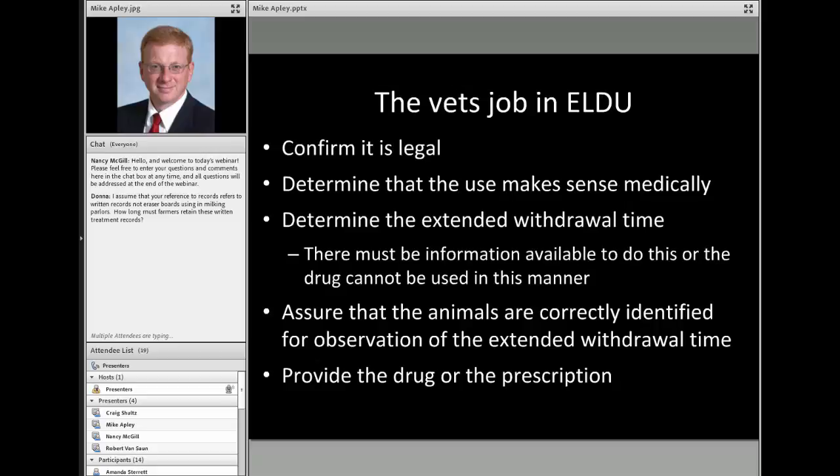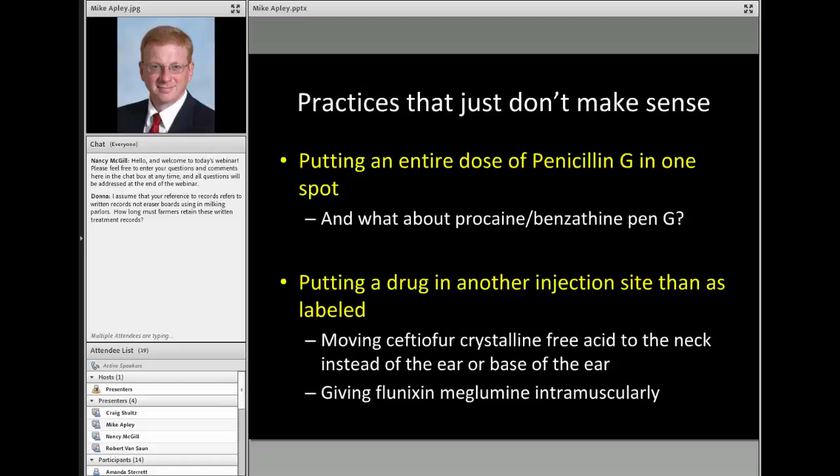So the vet's job in extra label drug use is to confirm it's legal, determine that the use makes sense medically, determine the extended withdrawal time, and the animals have to be correctly identified for observation of that extended withdrawal time. This is a place that things can break down, and you have to make sure they're very clearly followed. And then the vet has to provide the drug or the prescription. So some very clear requirements there of the veterinarian in those instances.